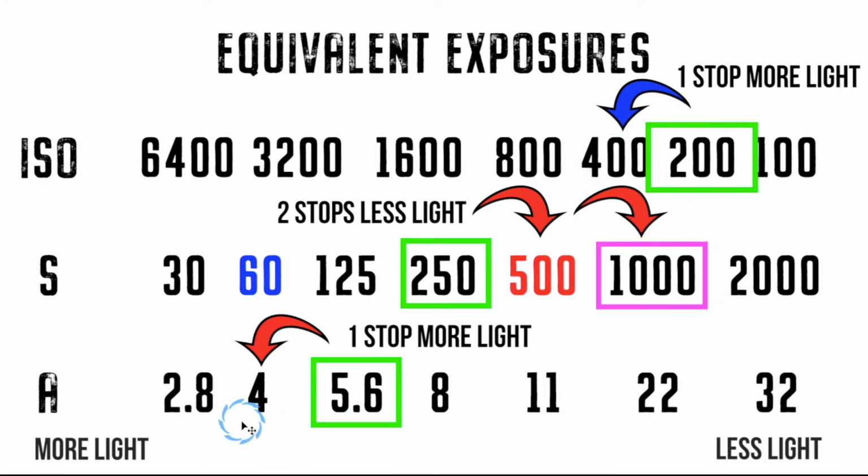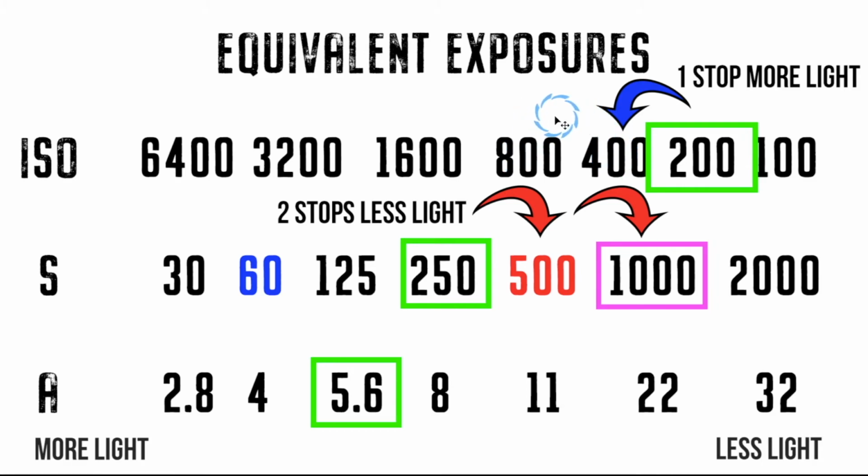1,400 at f/4 is going to be an equivalent exposure to 200, 250, 5.6. Also, I'm going to turn off the aperture and just move the ISO up 2 spots, from 200 to 400 and from 400 to 800. If I move my ISO to 800, that's going to be 2 stops.